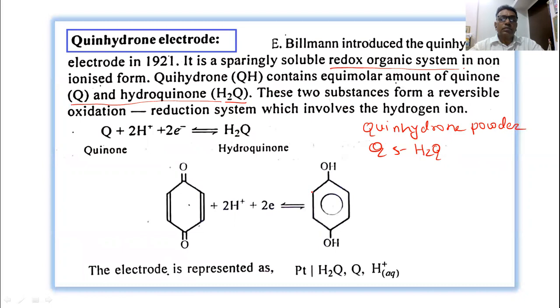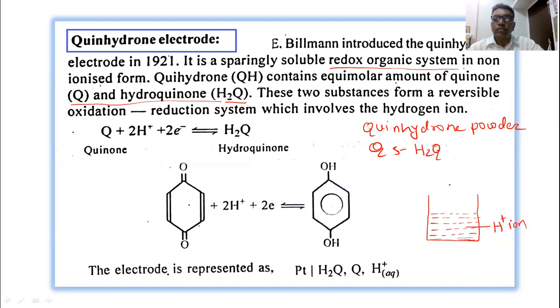So let us construct a quinhydron electrode. If we want to construct the quinhydron electrode, it is very easy. In a beaker, we first take the hydrogen ion solution whose pH we have to determine. It may be an HCl solution, an H2SO4 solution, or an alkali solution. So we can measure the pH of that solution.